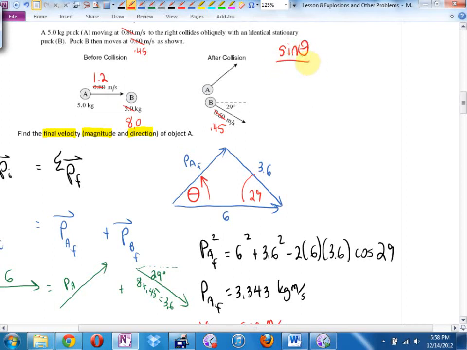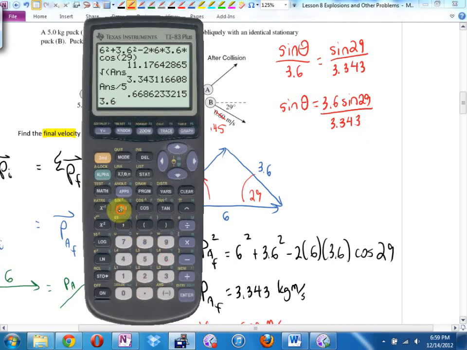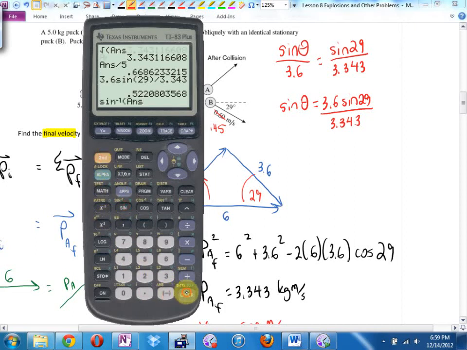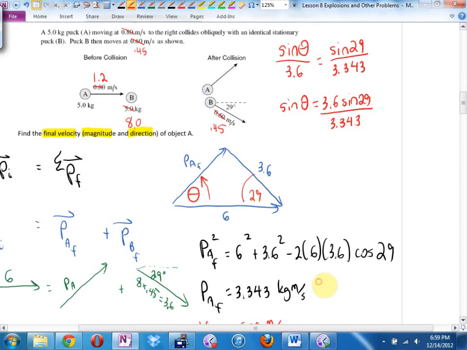The sine of the mystery angle divided by the side across from it equals the sine of the angle that I know divided by the side across from it, which was 3.343. I'm going to get sine theta equals 3.6 sine 29 divided by 3.343. And then inverse sine. Inverse sine, I get 31.5 degrees.